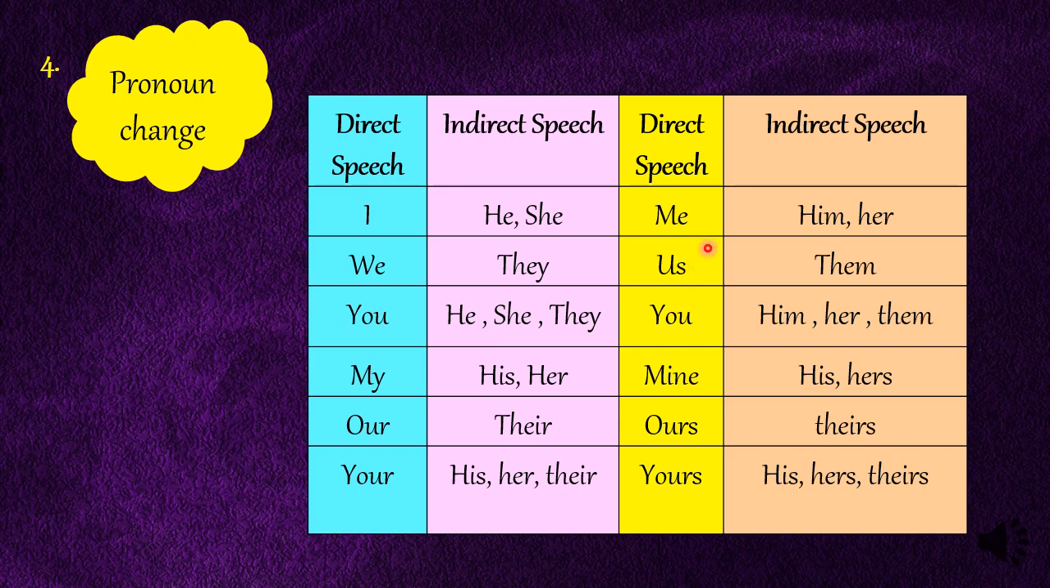At the same time, if me is given, then you change it to him or her. If us is given, then you change it to them. If you is given, change it to him, her, or them, depending on the gender. If mine is given, change it to his or hers. Ours is changed to theirs. Yours will have to be changed to his, hers, or theirs.